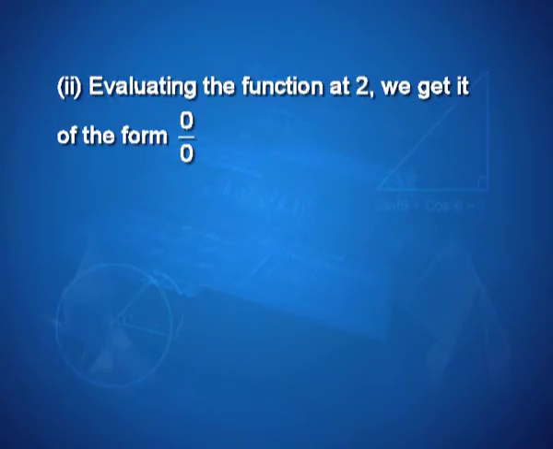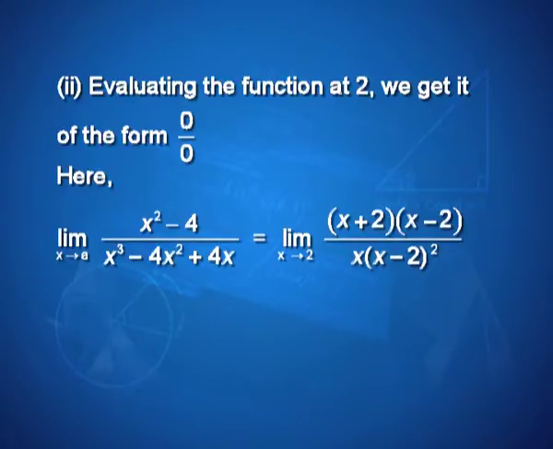Now, for the second part, evaluating the function at 2, we get it of the form 0 upon 0. Here limit x square minus 4 upon x cube minus 4x square plus 4x as x tends to 2 can be rewritten as limit x plus 2 into x minus 2, using the formula a square minus b square is equal to a plus b into a minus b, upon x into x minus 2 whole square. Here again you find something common?